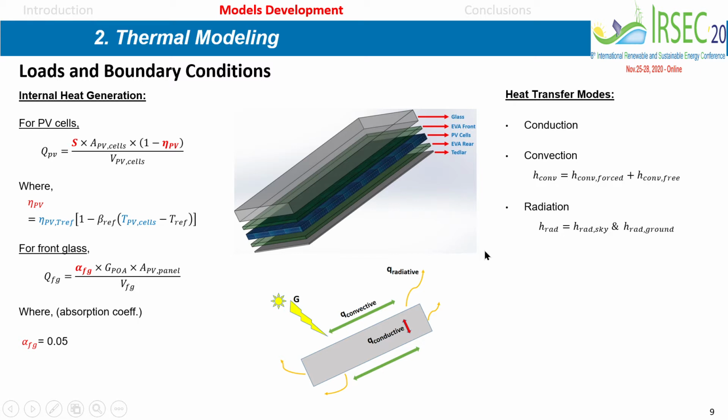The other thing is the heat transfer modes. We are using conduction, and we are considering convection, free and forced and combined in one model. And then we are of course also using radiation, sky and ground radiations, as you can see from this schematic here.